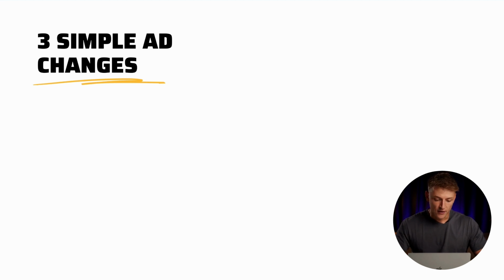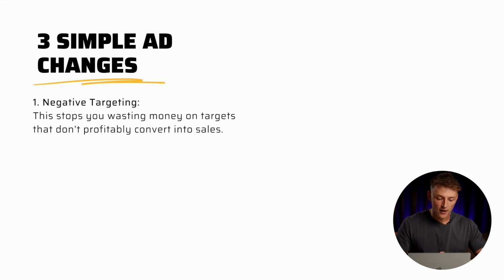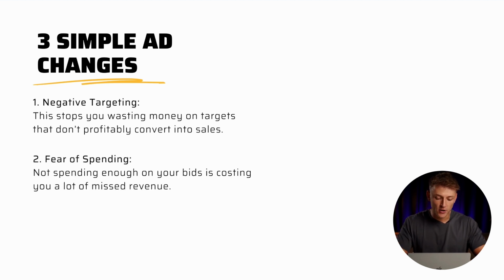So those are the 3 simple ad changes. Let me just go over these in final detail now. So firstly, negative targeting. This stops you from wasting money on targets that don't profitably convert into sales, and it also prevents you from bidding against yourself and driving your cost per click really high. Secondly, fear of spending. Not spending enough on your bids is actually costing you a lot of missed revenue. So many people think lower bids means more profit because you can get more clicks. Absolutely not the case, because some of the best performing keywords and product targets are going to be a little bit more expensive. So you have to find the balance and not be scared of spending.